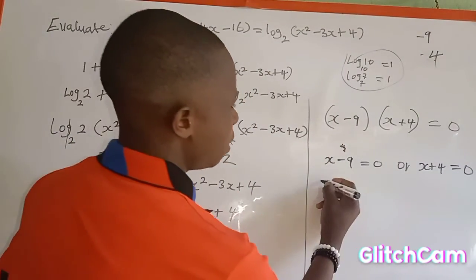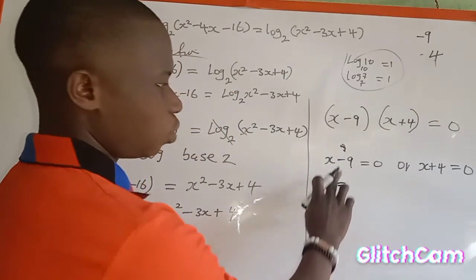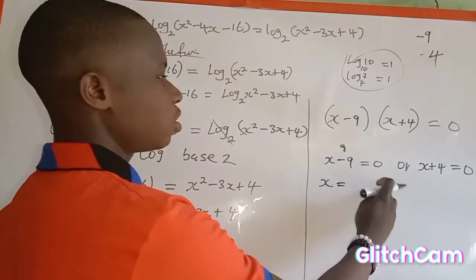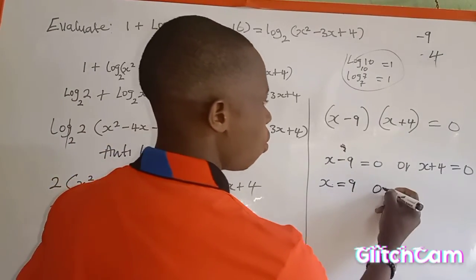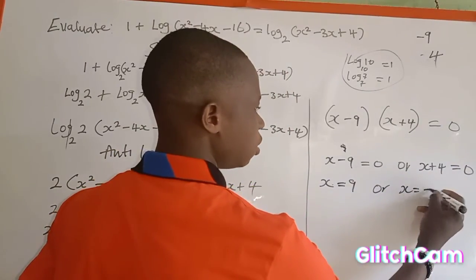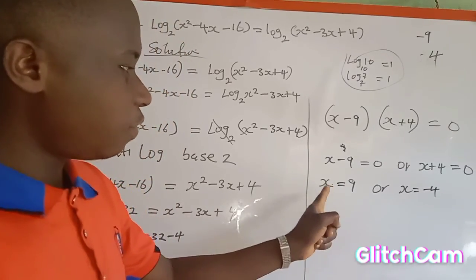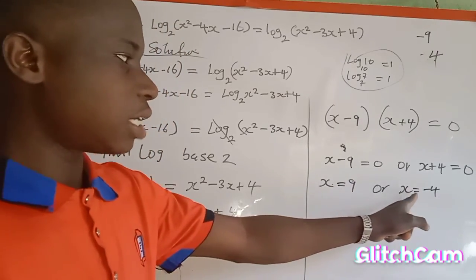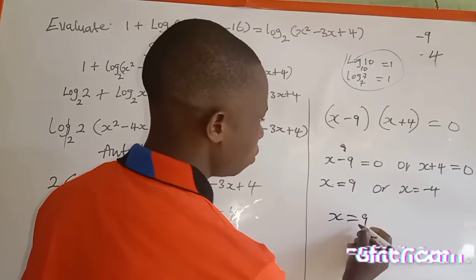So from here now, I can make s the subject of the formula. The negative 9 is going to cross this sign, it will change to positive 9, or s equal to positive 4 will change to negative 4. So remember, the first s is 9, and the second one is negative 4. So therefore, my s equal to 9.